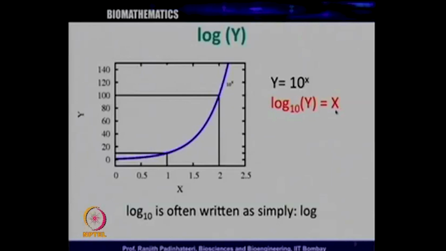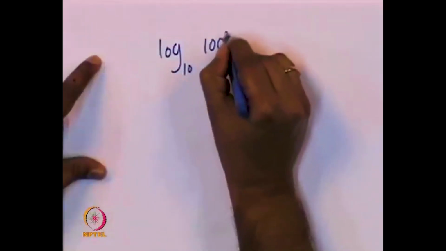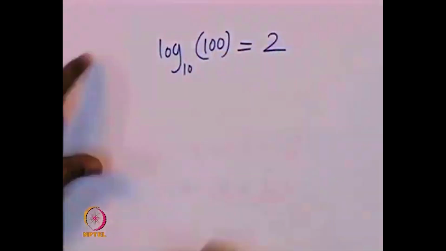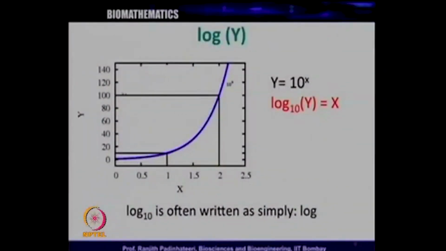So, let us see this. Log to the base 10 of 100 is 2. This is something that you know, log of 100 is 2. So, if you take 100 and draw a curve and calculate the corresponding x value, this is 2. You might have seen this log, the logarithm, in different contexts in biology. What does it convey essentially? If you had a 10 power x curve and we know the y value, log essentially calculates the x value.